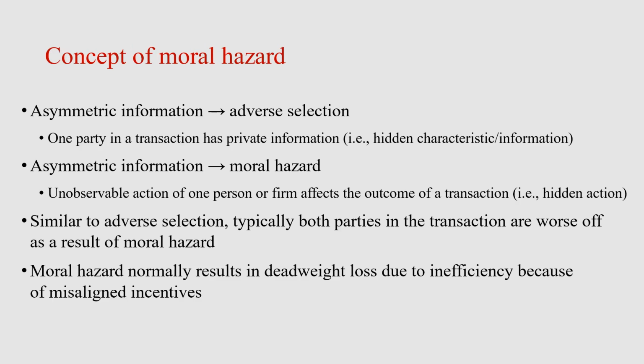Consider the concept of moral hazard. So we have asymmetric information that leads to adverse selection, where one party in a transaction has private information that's hidden, a hidden characteristic or hidden information. And the second form of asymmetric information is moral hazard, where we have unobservable action by one person or firm that affects the outcome of a transaction. This is known as hidden action.